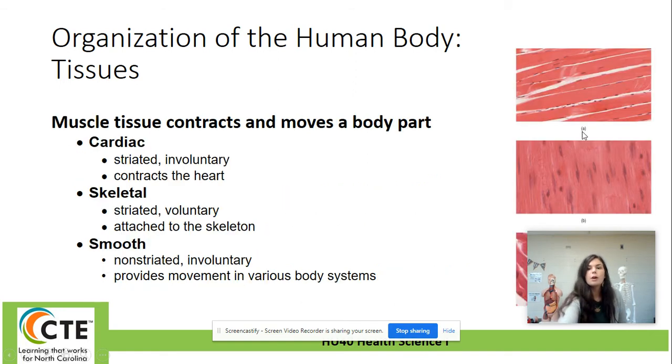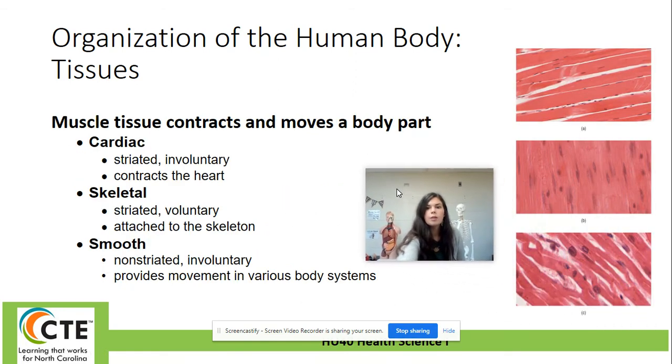Next, we have your muscle tissue. Muscle tissue contracts and moves as part of the body, and it helps create that movement in your body. So you also have 3 different types of muscle tissue. You have your cardiac muscle tissue, your skeletal muscle tissue, and your smooth muscle tissue.